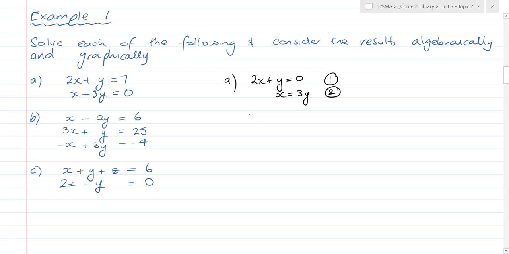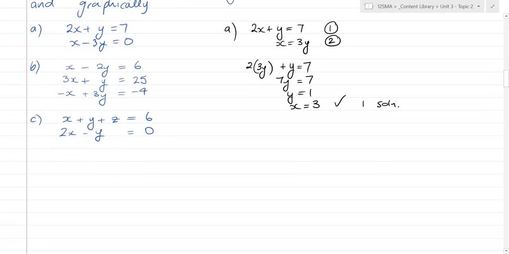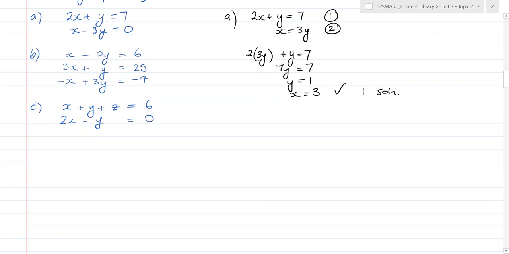If x equals 3y, I get 2 times 3y. Oh, sorry, 7, you're right. I was getting ahead of myself. 2 times 3y plus y is equal to 7. Therefore, 7y equals 7, y equals 1, x equals 3. And that works, and we have 1 solution. Any questions about that? That's your simple one. The other 2 aren't too bad, but that's your simple one.